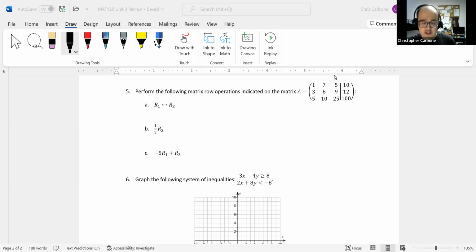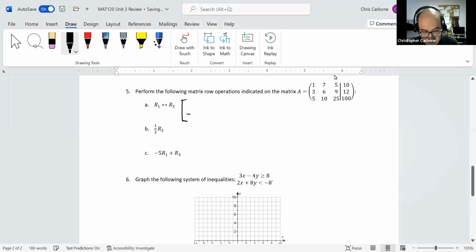We first want to interchange the first and second rows, which means the third row is going to stay the same. So let me first write that one out. 5, 10, 25, and 100 after that augmentation. So the first row is going to be the second row of the original matrix. This would be 3, 6, 9, and 12. And then 1, 7, 5, and 10 would be the second row.